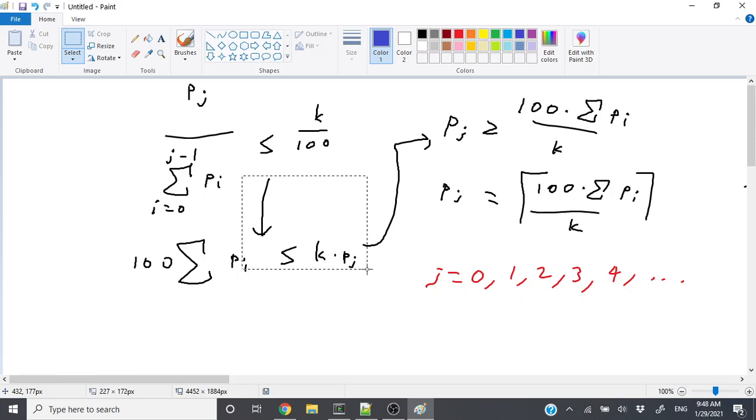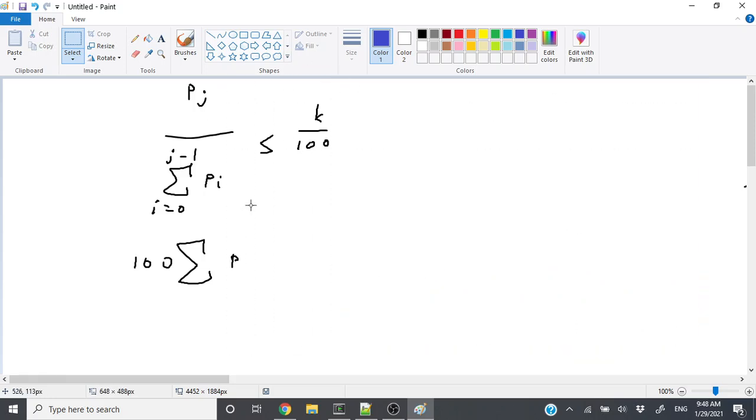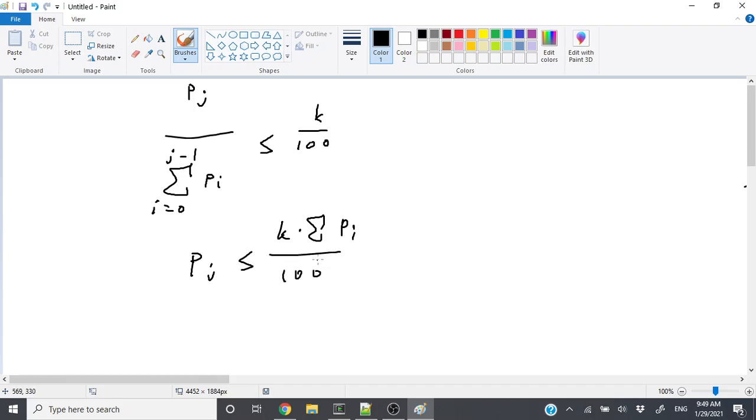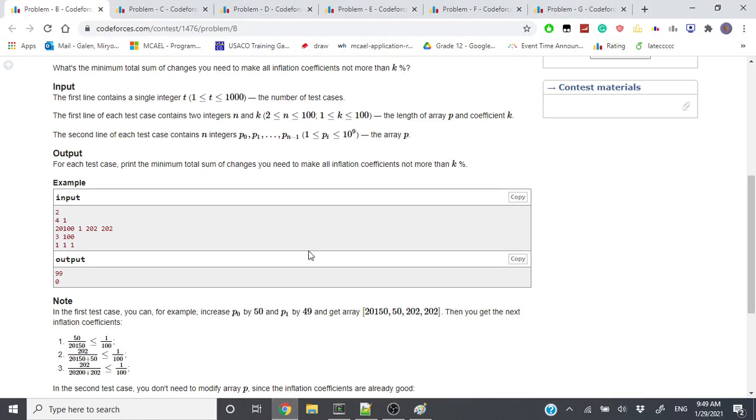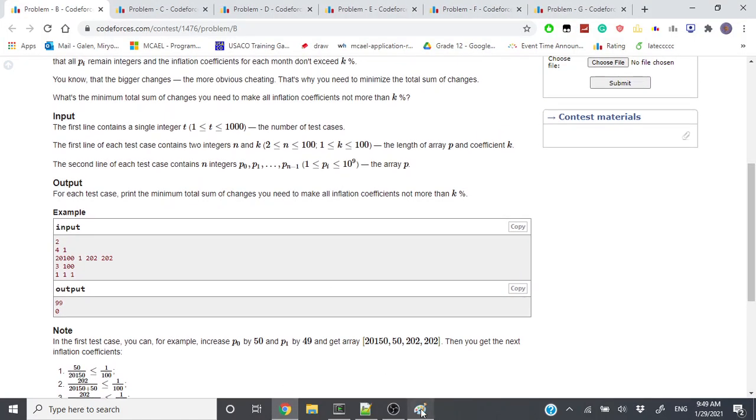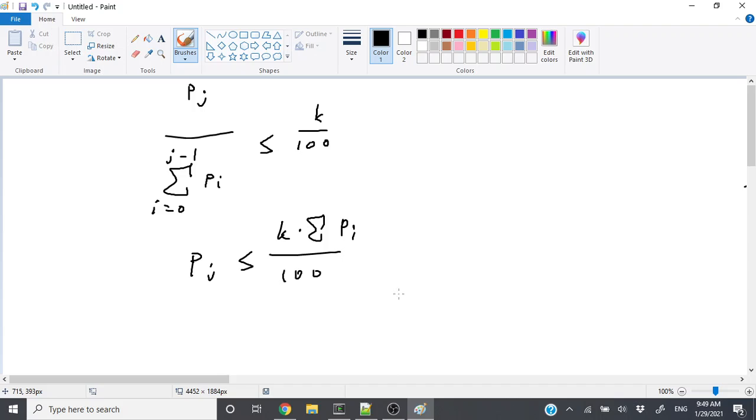All right, I guess we're gonna resolve this. Yep, that's what you get for rushing into a problem. So let's just redo the equation. In fact, it makes it slightly easier. We have pj is less than or equal to k times the sum of pi over 100. I mean, that now increasing it actually makes it worse.